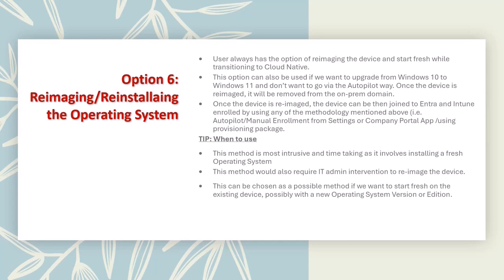Okay, all right. So let's look at the theory. Users always have the option of reimaging the device and starting fresh while transitioning to cloud native. This option can be used if you want to upgrade from Windows 10 to Windows 11 and we don't want to go via the autopilot way, provisioning package way, or manual enrollment way. Once the device is reimaged, it will be removed from the on-premises domain, and the device can then be joined to Entra and Intune out of the box itself.